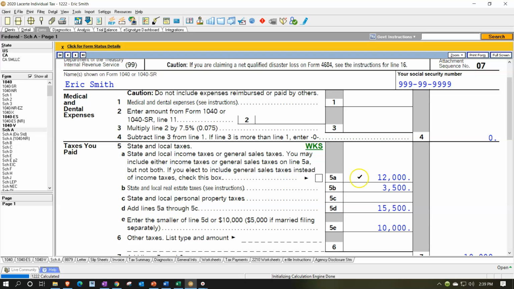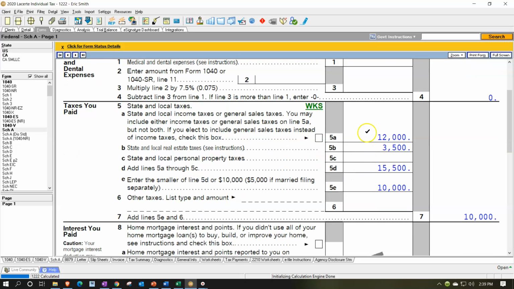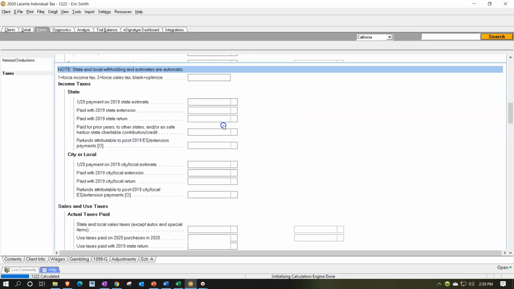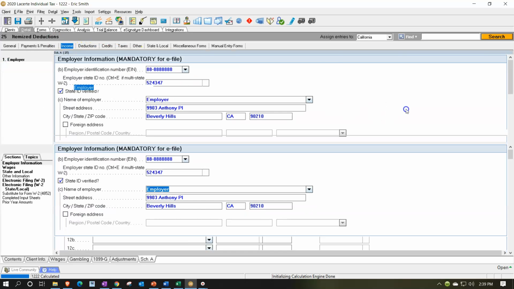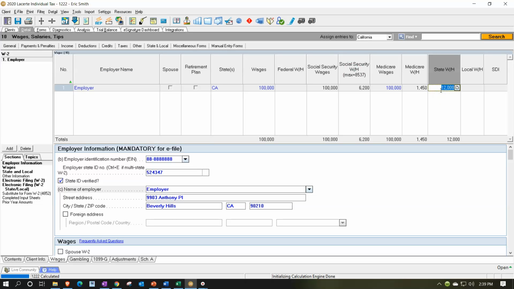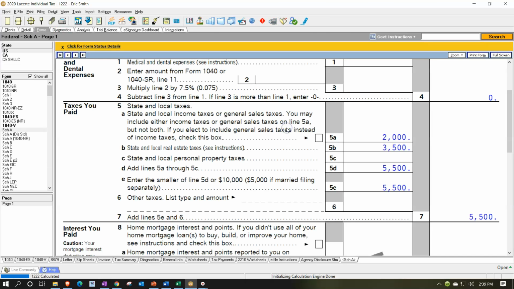So the taxes in and of themselves may not push us over, but the combination could. Now I'm going to bring the withholdings down from 12,000. The withholdings oftentimes might not be 12,000. Let's bring the withholdings down to, let's say, 2,000, just to bring them back into reason. So we've got the 2,000 withholding and 3,500 on the state and local taxes.